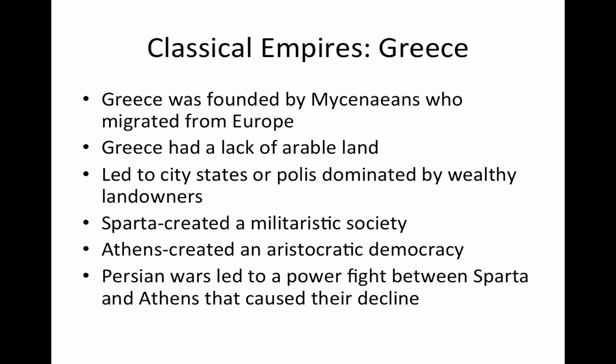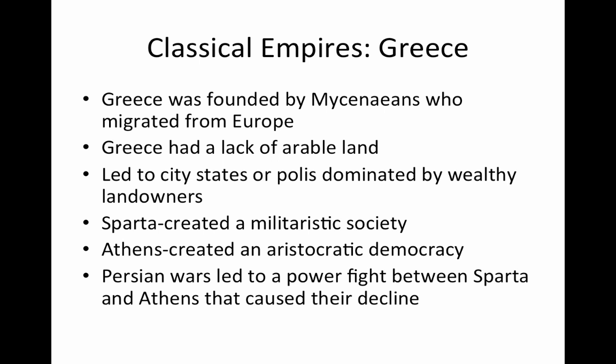So the next classical empire is Greece. Greece was very similar to India, founded by a group of migrants from Eastern Europe, and those are the Mycenaeans. The Mycenaeans came down from Europe into Greece. The problem in Greece, though, was a lack of arable land. And so because of that, Greece ended up being formed on these islands that had very rocky land, and it led to very small organizations called city-states or polis, which tended to be dominated by the wealthy landowners.